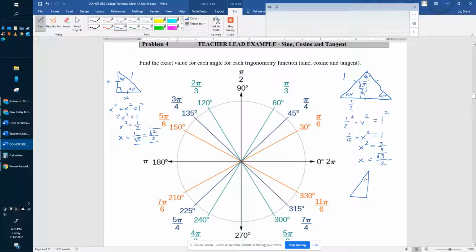30 degrees, 60 degrees, 90 degrees. So on a 30, 60, 90 triangle, if the hypotenuse is 1, the longer length is square root of 3 over 2. The shorter length is 1/2. This is going to help us figure out the exact value for each angle for the trigonometry functions.